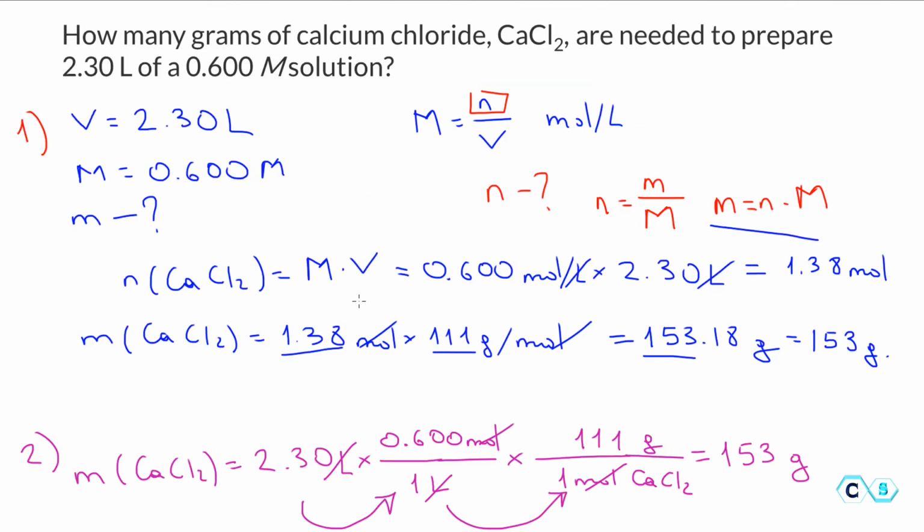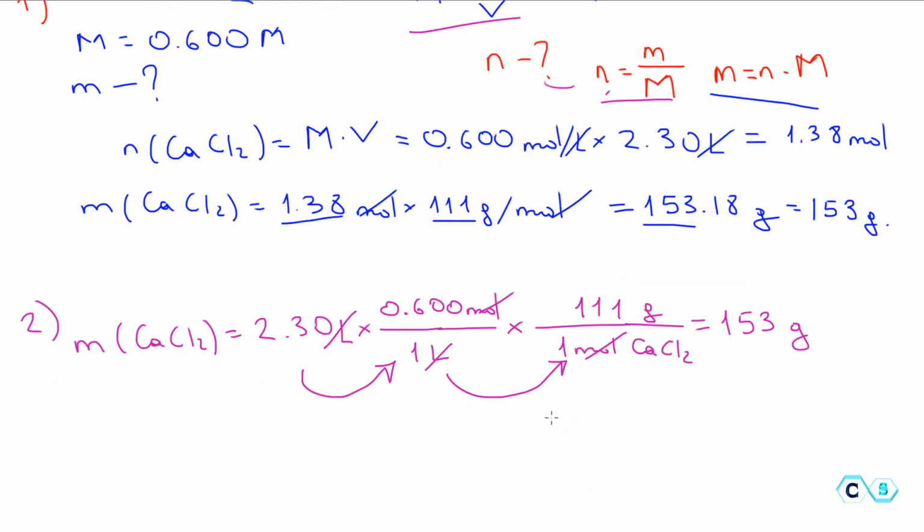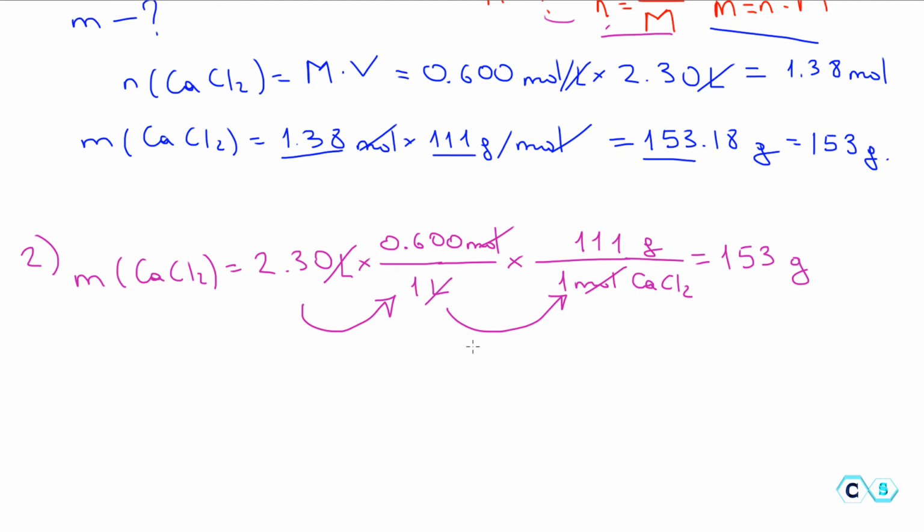Two approaches. The first method is actually what I like more, because here you can break it down, you can explain, and you can emphasize better what you're doing, why using each formula for the mass, for the concentration and the volume. But you can use both, and both of them are correct.